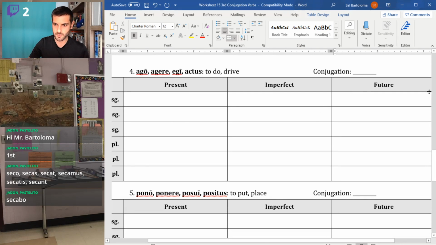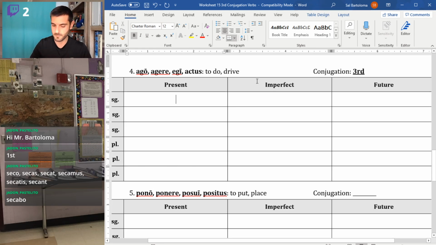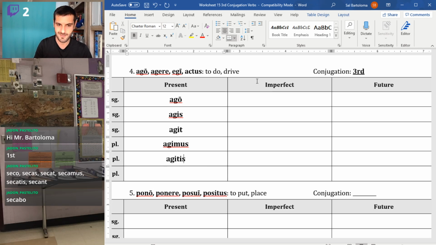All right, nice short verb here, ago, which I believe is the one that we used on one of the slides. So this is third conjugation. It's a short little verb, but packs a punch. Ago, agis, agit, agimus, agitis, and agunt. So we're going to use that third conjugation pattern. O, is, it, imus, itis, unt.